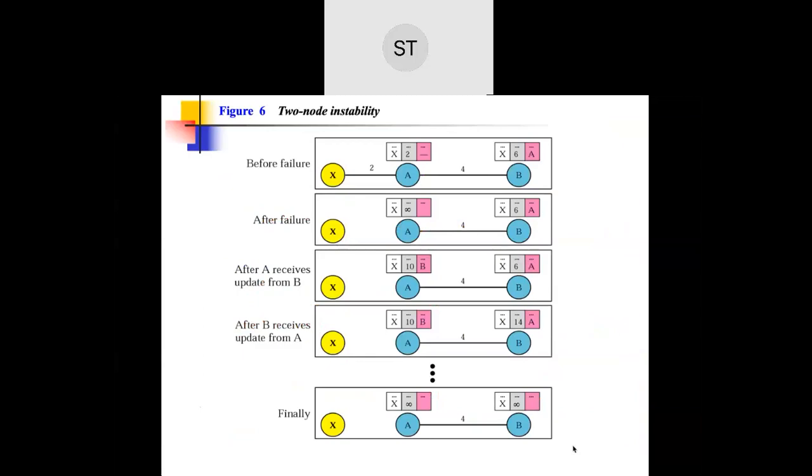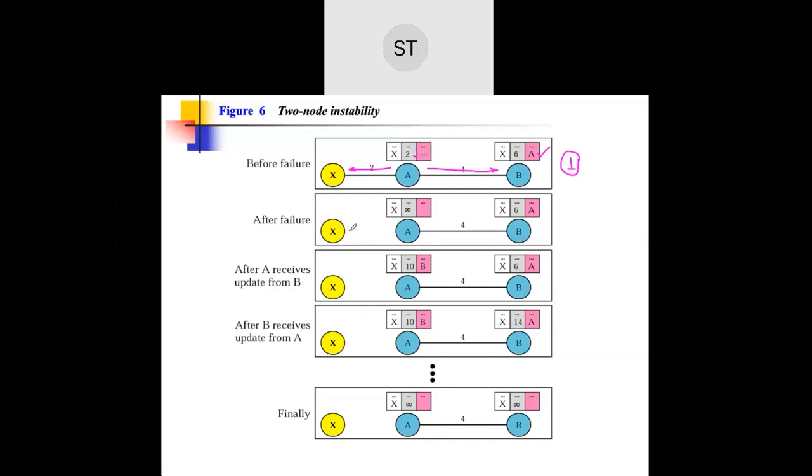Now this is a very interesting problem. Just check the figure, then we can discuss. In the first figure, all three routers are connected. A is connected to B at distance 4 and to X at distance 6. So the entry here is: X is directly connected at 2, and through A it is 6.